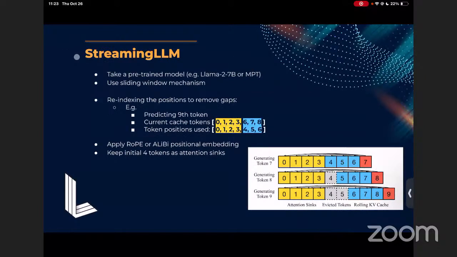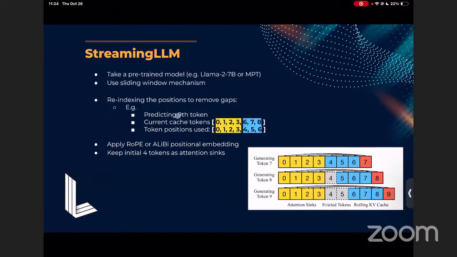So the structure of StreamingLLM is that first you take a pre-trained model, for example, like Llama 2, 7 million parameters, or MPT, and then we would use the sliding window mechanism. And then here, first we would re-index the positions of the tokens to remove gaps. So because we're using sliding window, we're removing these gray tokens.